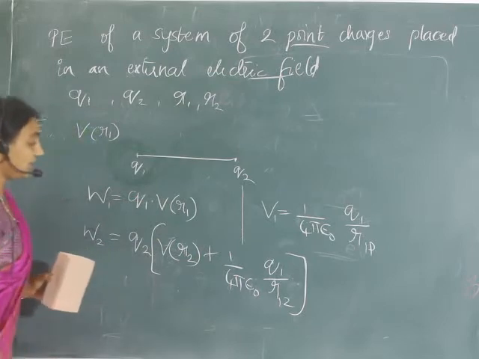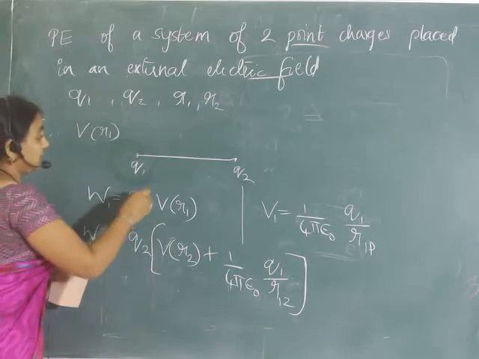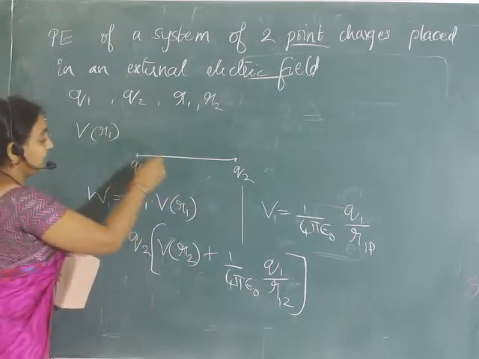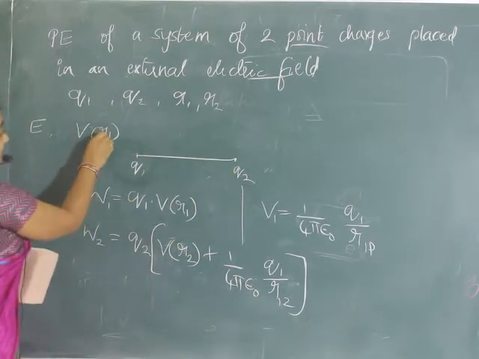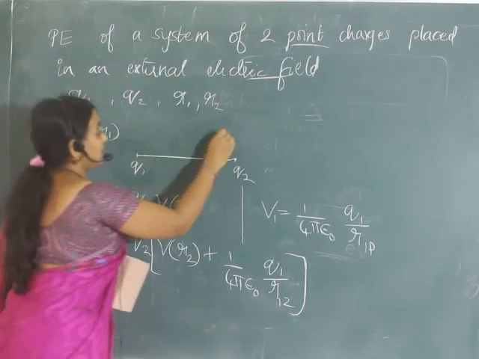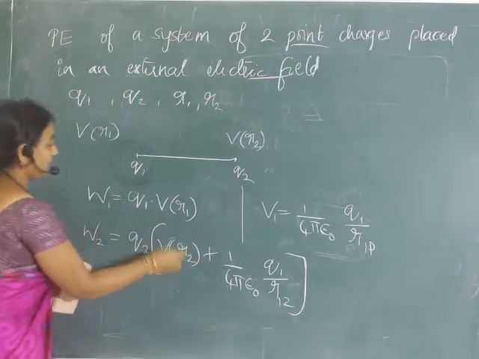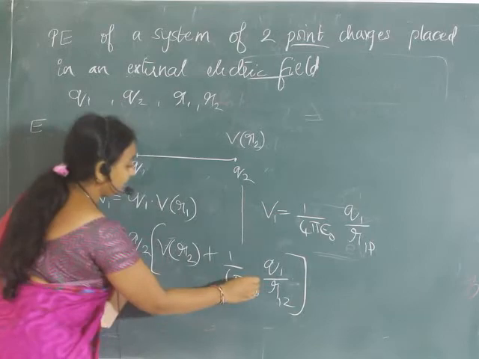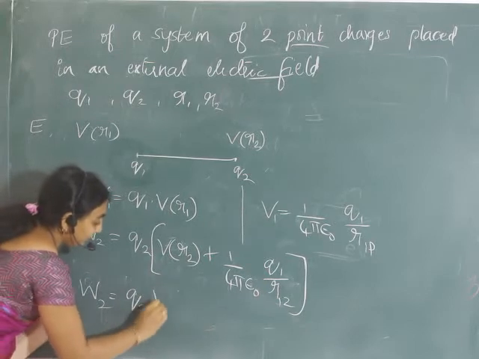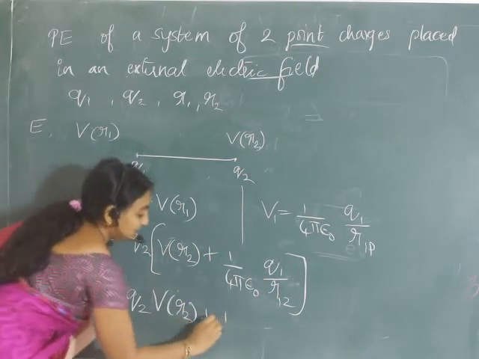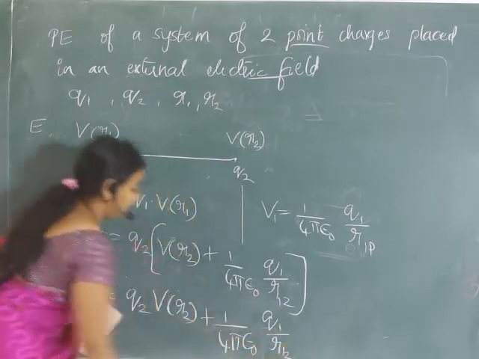Next, I have to bring one more charge, Q2, from infinity and place it at this point. For that, the work has to be done against the external field's potential plus the potential developed due to the charge Q1. With position vector R2, it is V of R2 plus the potential due to Q1. Therefore, W2 is equal to Q2 into V of R2 plus 1 by 4 pi epsilon naught Q1 by R12.